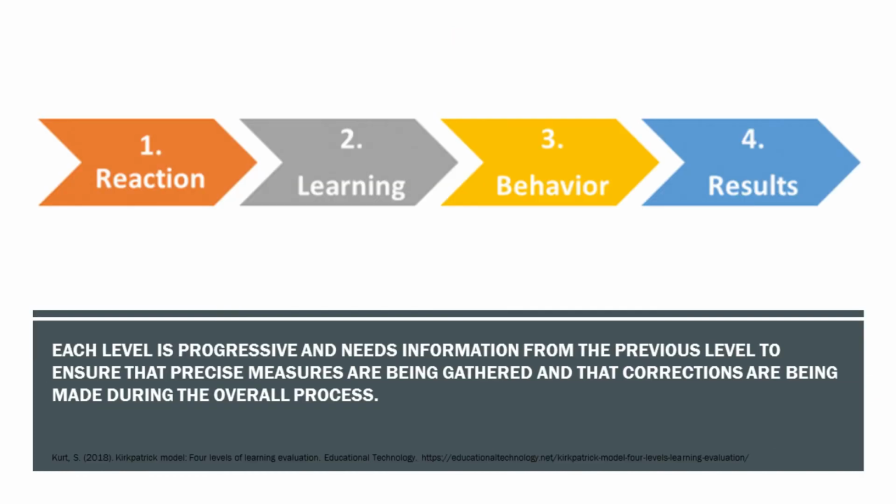The Kirkpatrick model should be delivered in the order of levels 1 to 4, as each level requires more time and more rigor than the previous level. Each level is progressive and needs information from the previous level to ensure that precise measures are being gathered and that corrections are being made during the overall process.